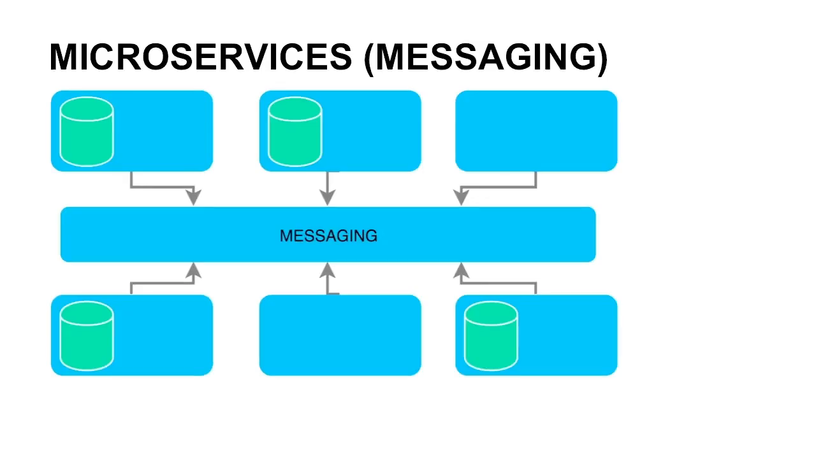Here's another way that microservices can communicate with each other, and that's over an asynchronous messaging queue, such as RabbitMQ or Kafka. Here, there's even less coupling as different services operate asynchronously via publishing and subscribing messages.